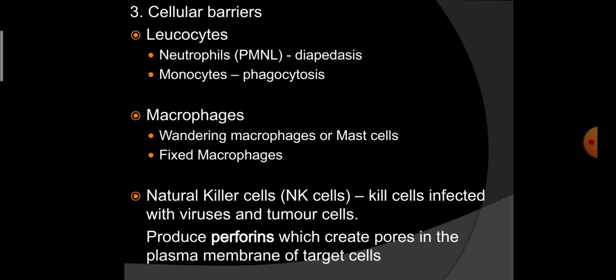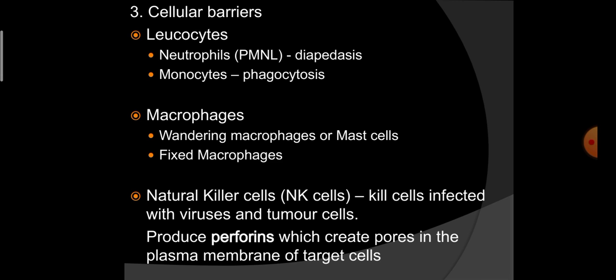Now coming to natural killer cells. Natural killer cells are cytotoxic lymphocytes which kill the cells which are already infected with virus or tumor. They kill these cells. Okay.